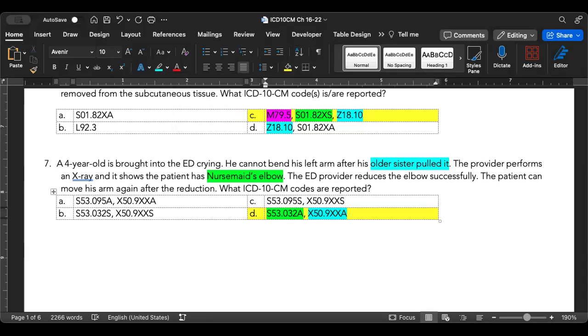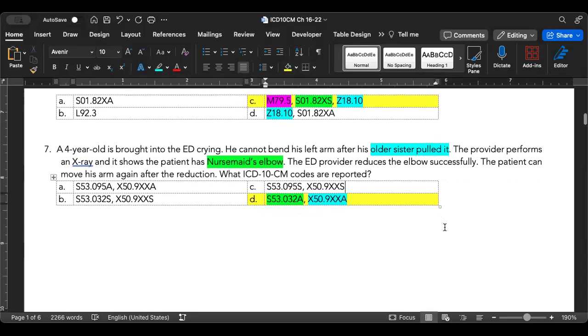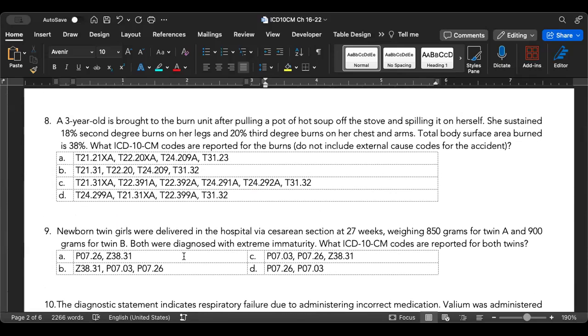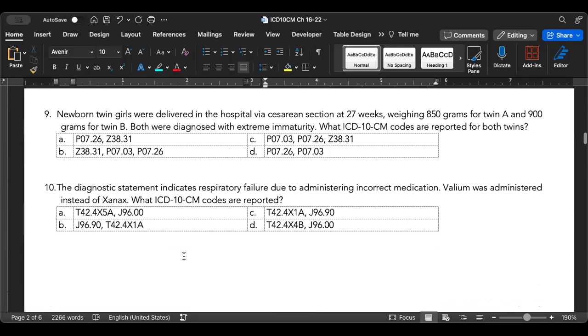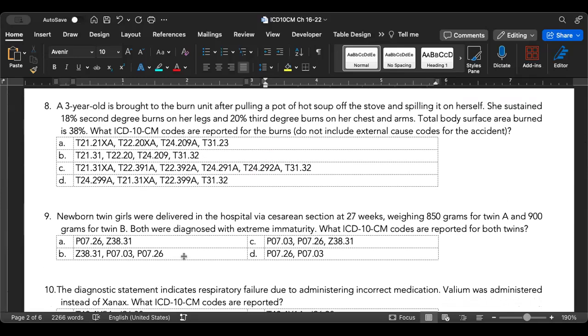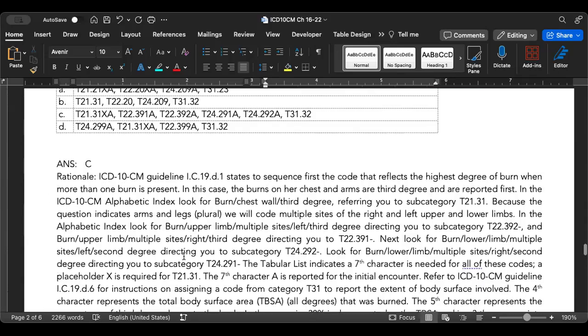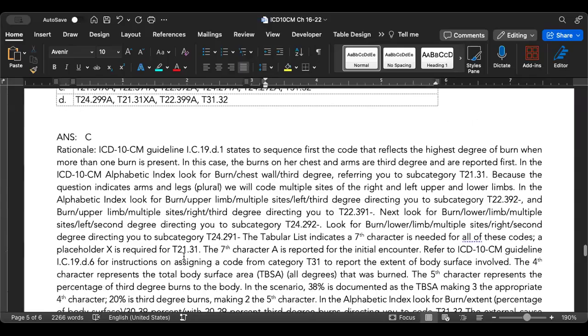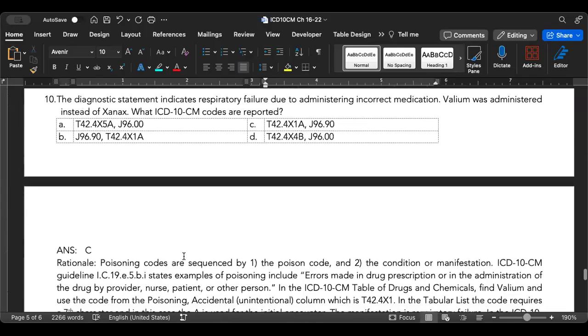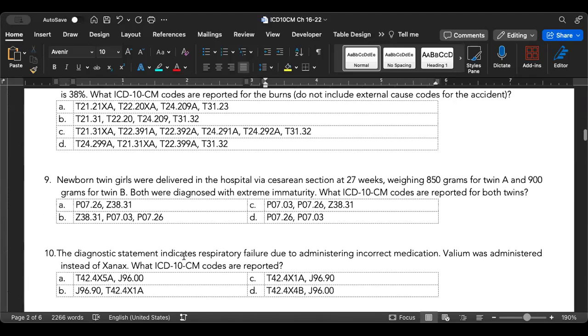Okay. Any questions on either the nursemaid's elbow or the external cause? Okay. So we didn't get to 8, 9, or 10. Those 3 questions are going to be in the file on the Google Drive. Down at the bottom of the file, you've got your answers and your rationale. So work through those, and if you have any questions, don't hesitate to throw those in the chats.